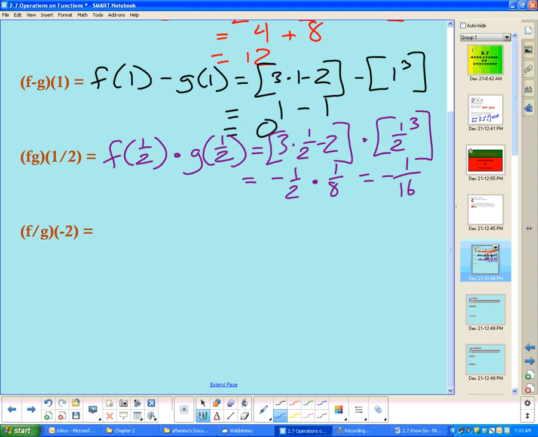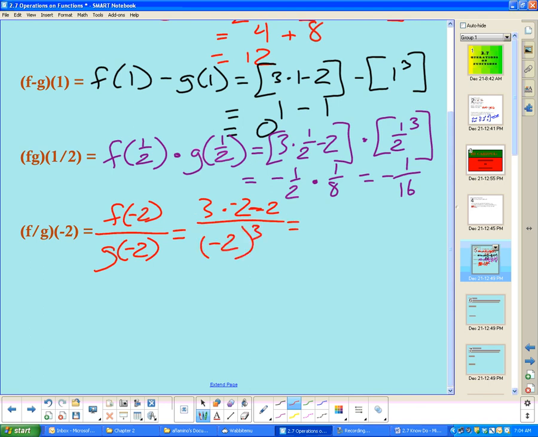And for our final example with specific inputs, f divided by g of negative 2 would be f of negative 2 divided by g of negative 2. F of negative 2 would be 3 times negative 2 minus 2 over negative 2 cubed. My numerator is going to become negative 6 minus 2, which is negative 8. And negative 2 cubed is also negative 8, giving us 1. So f divided by g of negative 2 is positive 1.